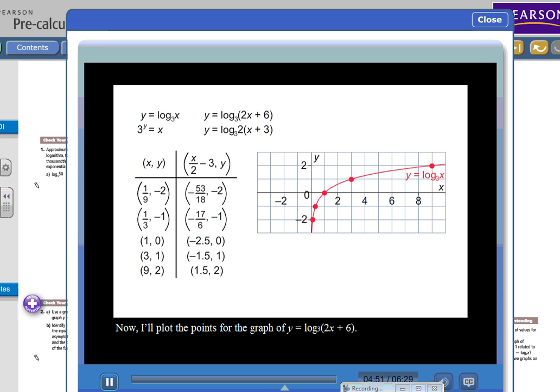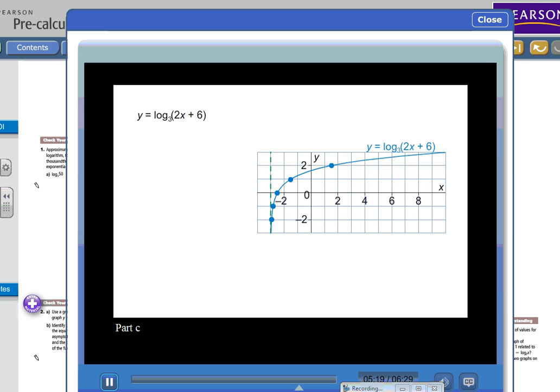Now I'll plot the points for the graph of y equals log base 3 of 2x plus 6. (Negative 53 over 18, negative 2), (negative 17 over 6, negative 1), (negative 2.5, 0), (negative 1.5, 1), (1.5, 2). I'll join the points with a smooth curve for the graph of y equals log base 3 of 2x plus 6.